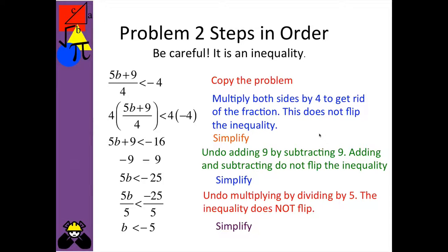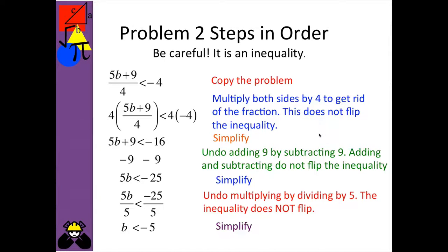Now I want to undo. I want to get all the numbers on one side, all the variables on the other. So the opposite or the inverse of adding 9 is subtracting 9. So that's the next step. Then I always simplify. The adding 9 and subtracting 9 are inverses. They cancel out. And negative 16 and negative 9 is negative 25.